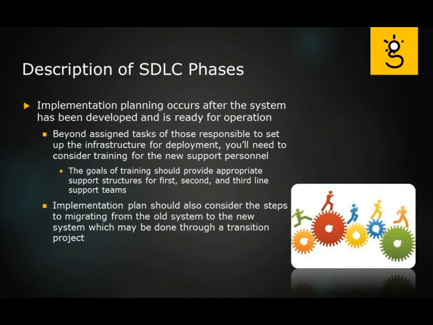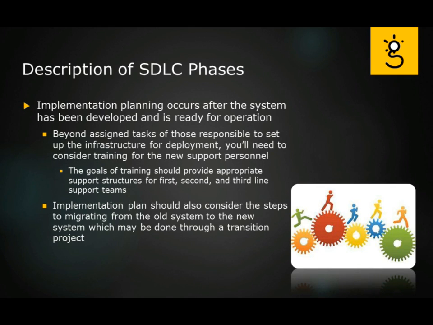Your implementation planning will occur, of course, after the system's been developed and when it's ready for operation. Beyond the assigned tasks of those responsible to set up the infrastructure for deployment, you're going to need to consider training for the new support people or personnel. The goals of the training should basically give them appropriate support structures for first, second, and third line support teams. And what that means is that when we are doing training, we are going to have people who are going to be able to provide support at different levels. And so we need to be able to help set up that kind of three-tier support team.